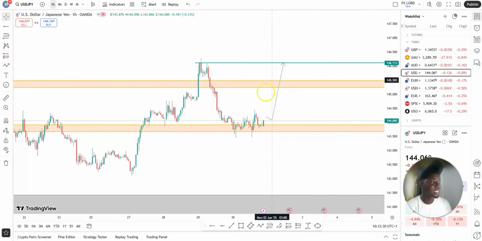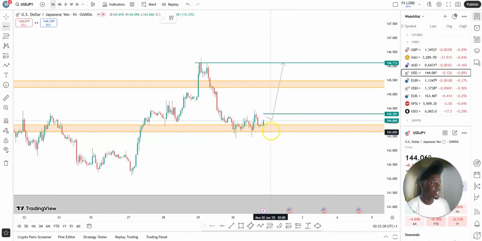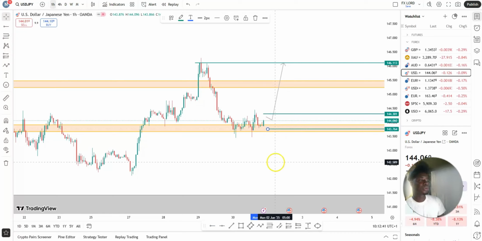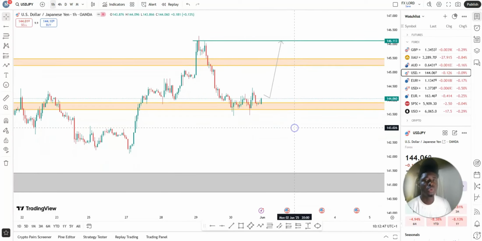Price just reversing at this level. And if this is going to happen, my entry is just going to be this level, and my stop loss just below this level here, right here. So looking forward to this happening. If it happens, we get into the market, and if it doesn't happen, we look for the bearish scenario.